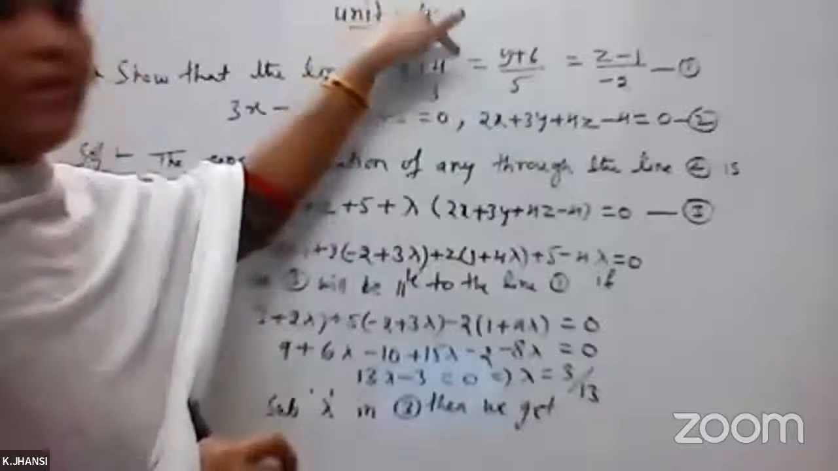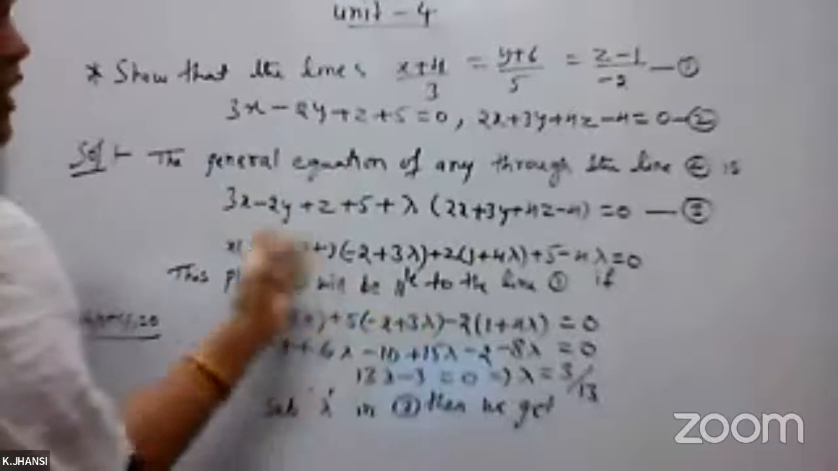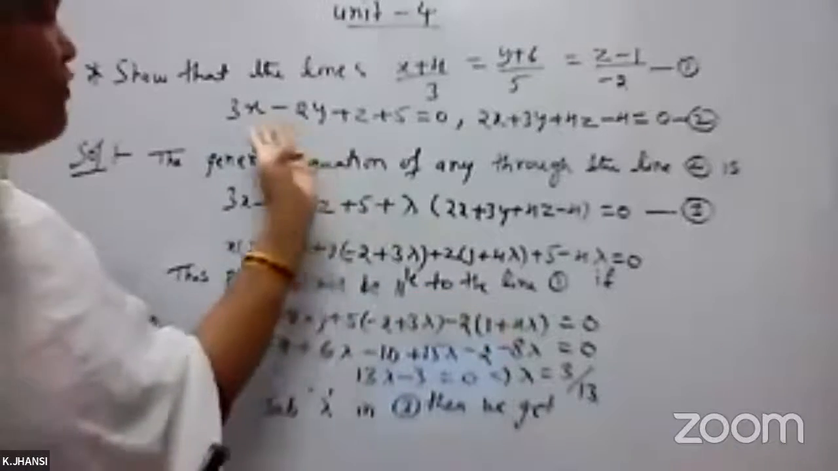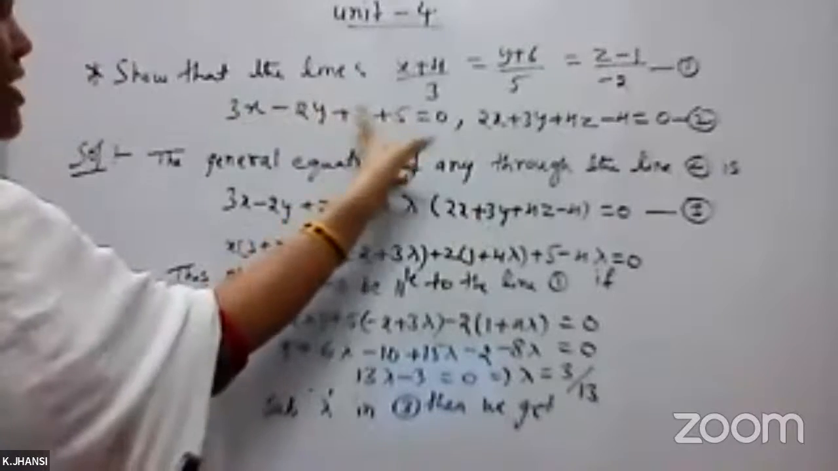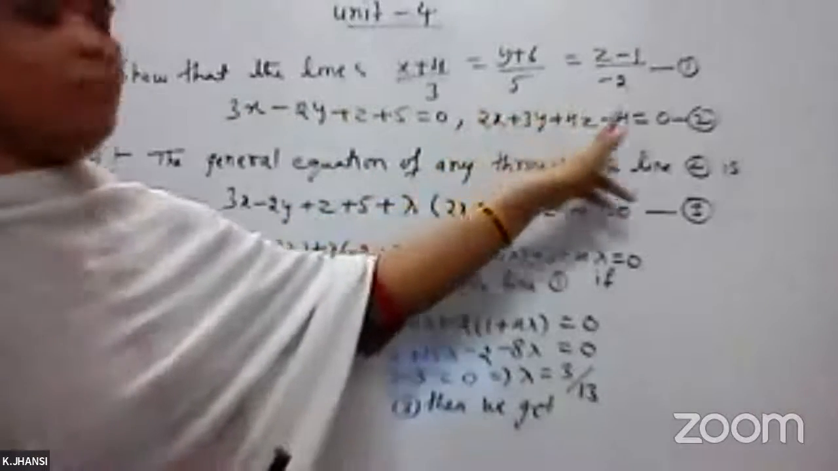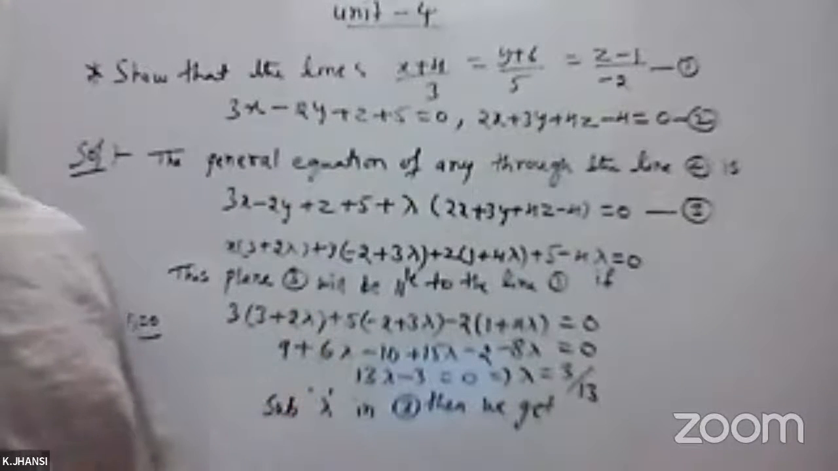Convert the unsymmetrical form into symmetrical form, that is by taking z equals 0, then you will get x, y, z values. To find the a, b, c values, we write 3a minus 2b plus c equals 0, 2a plus 3b plus 4c equals 0. When you do the cross multiplication, you will get a, b, c values.